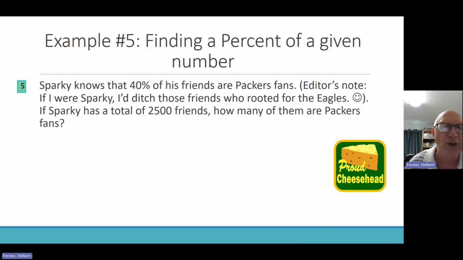All right, here's a problem for us. We know that Sparky's got some friends who are Packers fans. 40% of his friends are Packers fans. And you know that he's got a total of 2,500 friends. And the question says, how many of them happen to be Packers fans?